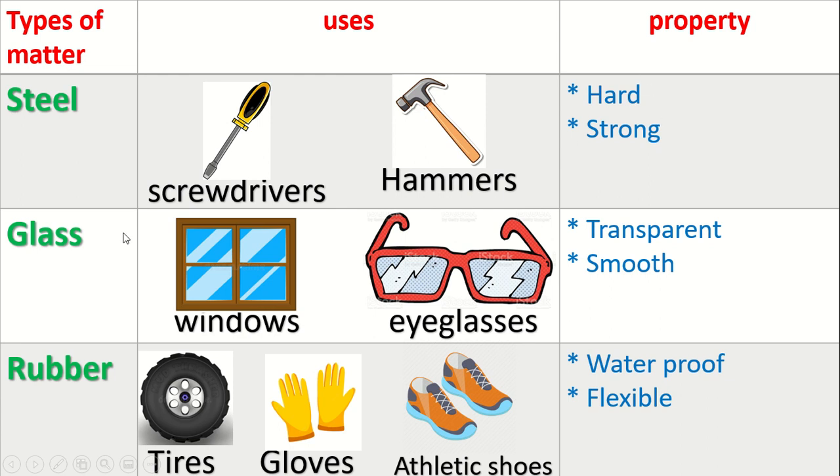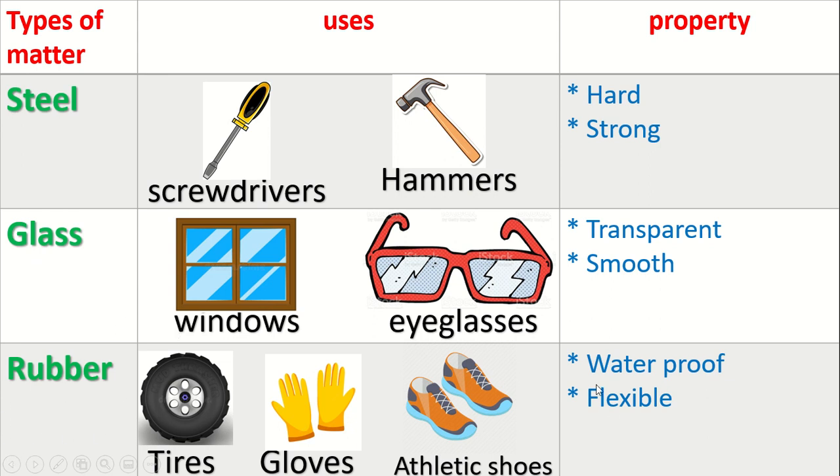Number two, the glass. The glass is transparent and smooth. So we can use the glass on making windows and eyeglasses. Give reason why we can make the windows and eyeglasses from glass: because the glass is transparent and smooth. Number three, we have the rubber.